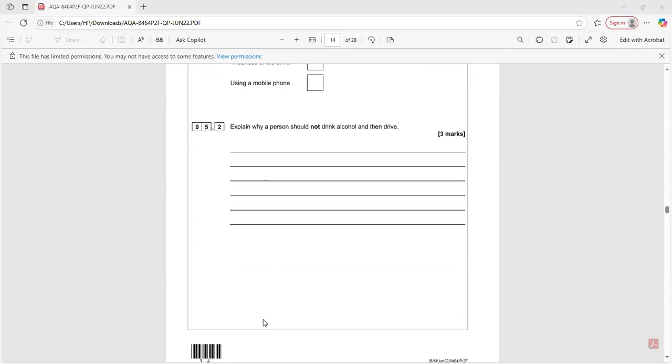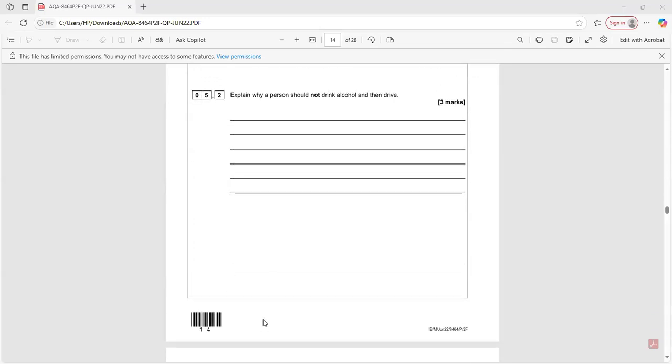And then braking distance should now start. Explain why a person should not drink alcohol and then drive. What reason would you give?